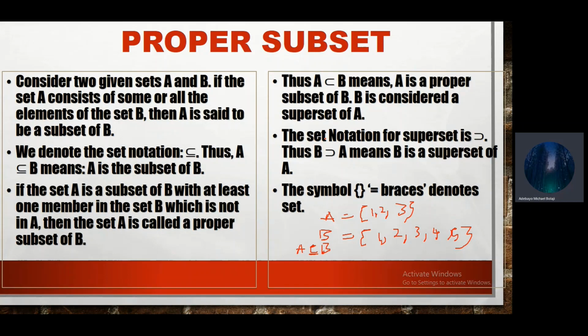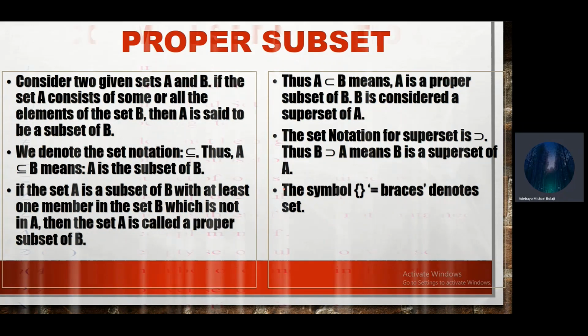Let's continue. So B is considered a superset. Now the set notation for superset is this. In this case, this set notation signifies that B is a superset of A. Now the symbol, which is referred to as braces, denotes a set. So the members of a set are contained in what we call braces.